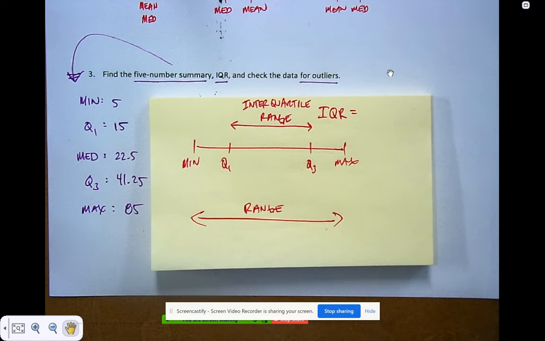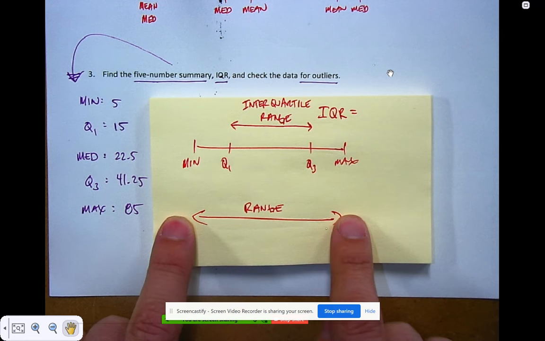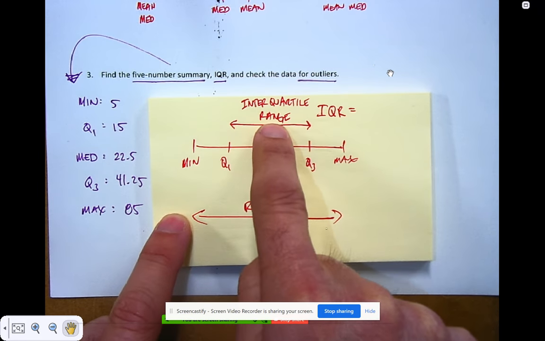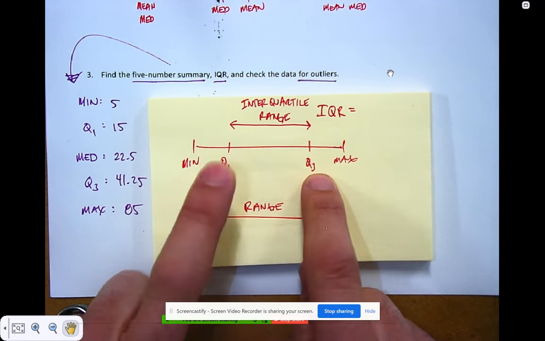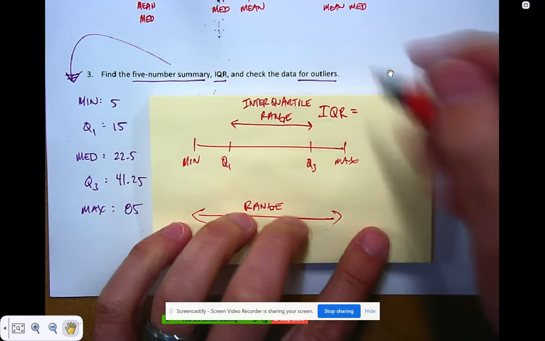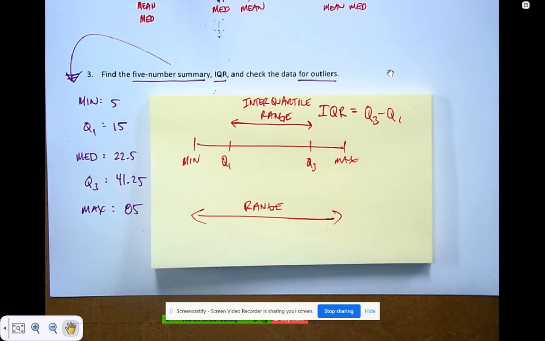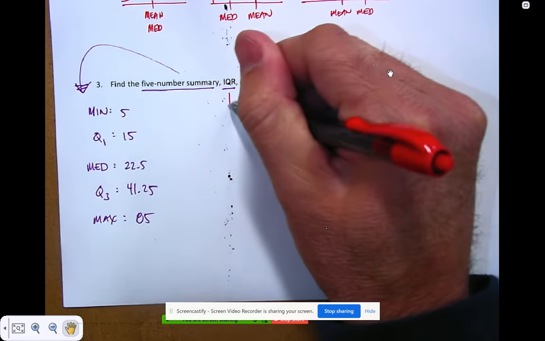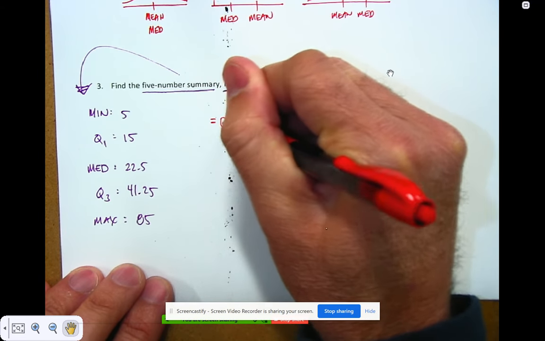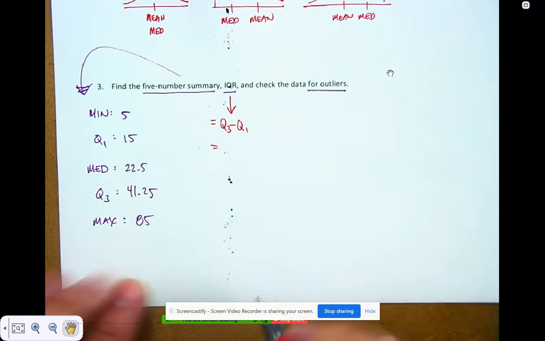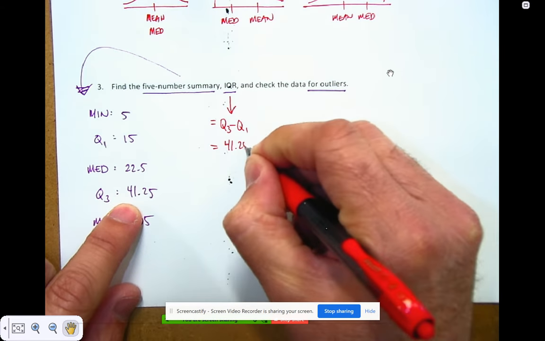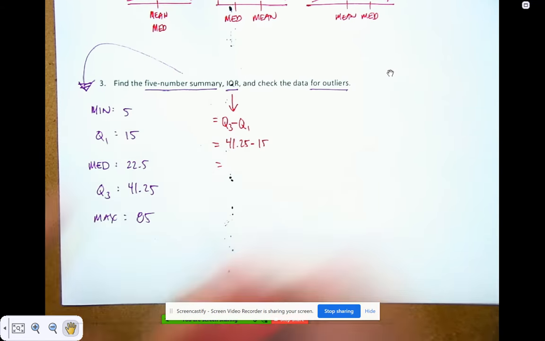The range was the max minus the min, right? So the range is all the way. The interquartile range, it's still a range. You still do the top minus the bottom, but it's of the quartiles. And so IQR is quartile 3 minus quartile 1. Okay. And so we know that the IQR is equal to quartile 3 minus quartile 1. And so you would say it's 41.25 minus 15.